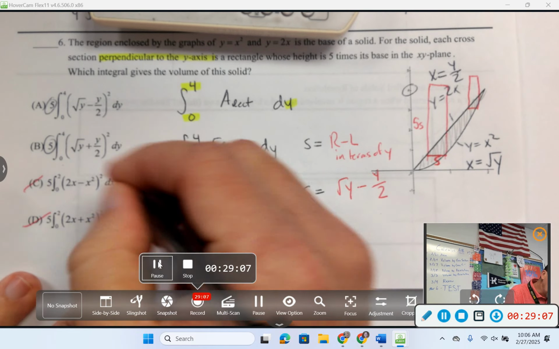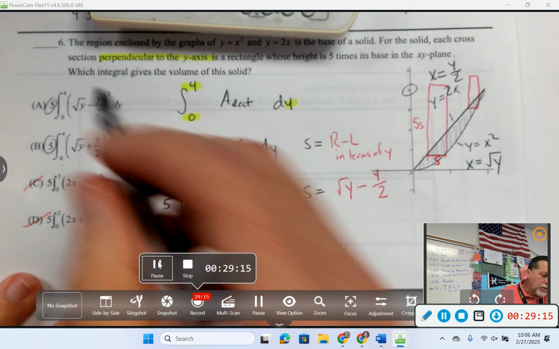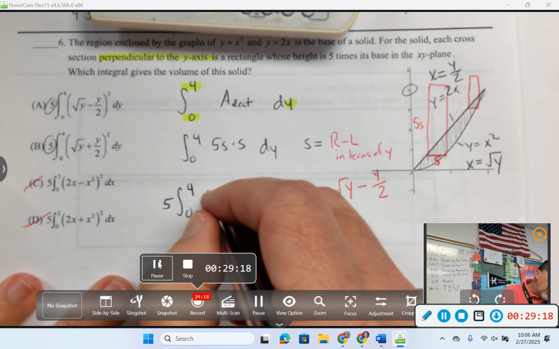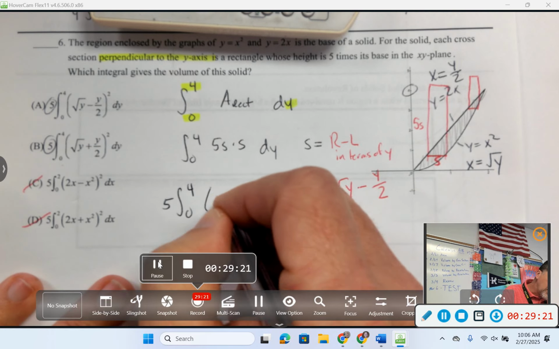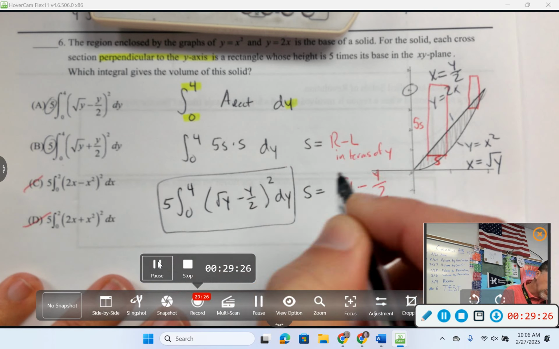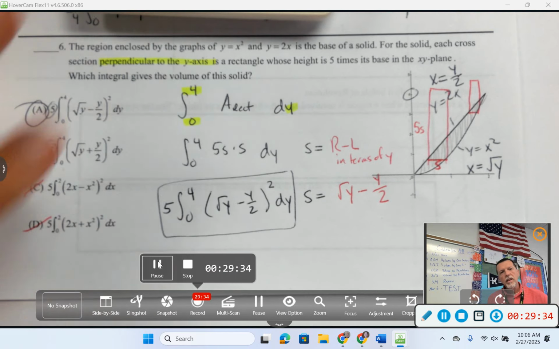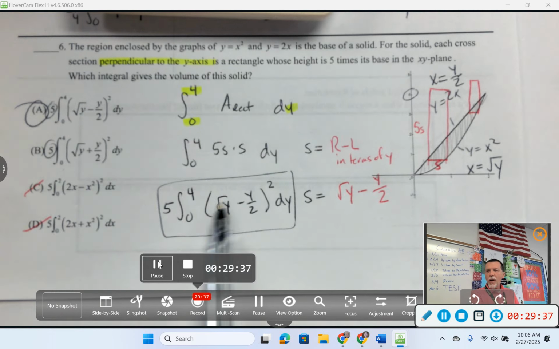So let's see, 0 to 4. I'm peeking ahead at my answer choices here. I can pull the 5 out front. What is the difference? Oh, one's minus and one's plus. S squared, S is square root of y minus y over 2, dy. So that would be answer choice A. They like to write problems like that because they can put this problem on the no calculator test. The test is kind of the same concept, but you don't need a calculator for it.